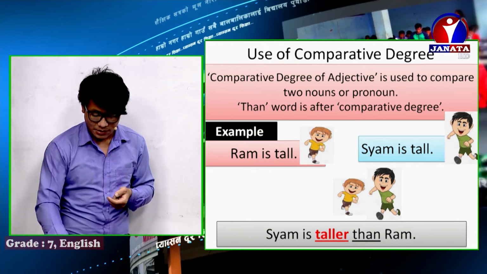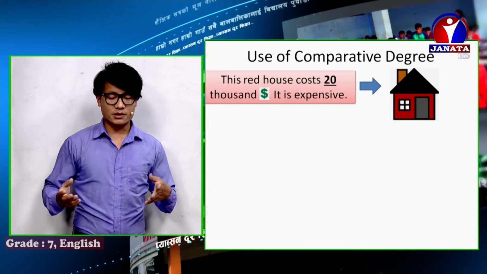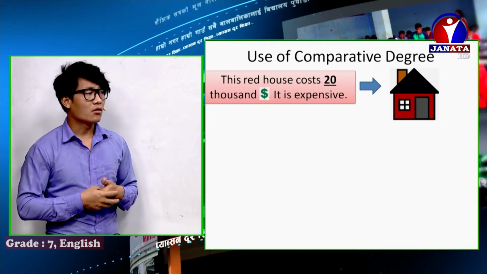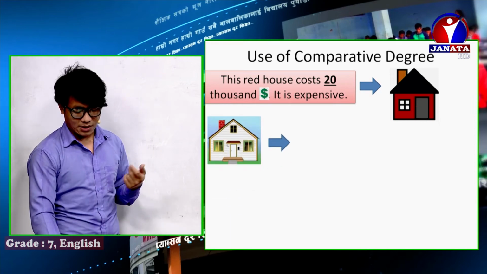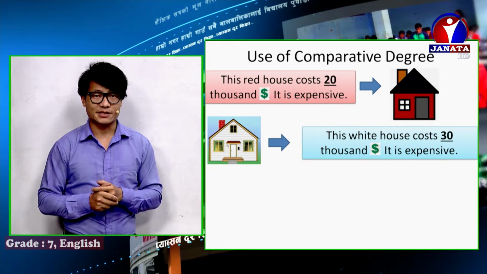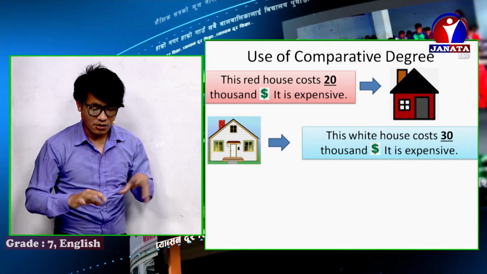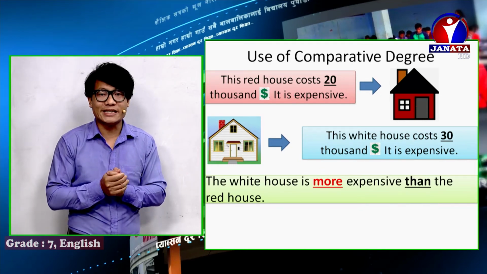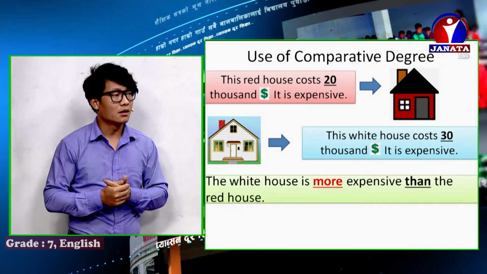Let me show you another example also. This red house costs $20,000. It is expensive. And there is a white house. This white house costs $30,000. It is expensive. Now let's compare which is more expensive. So obviously the White House is more expensive than the Red House.